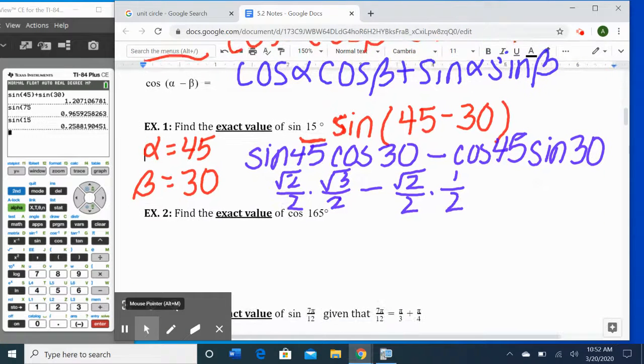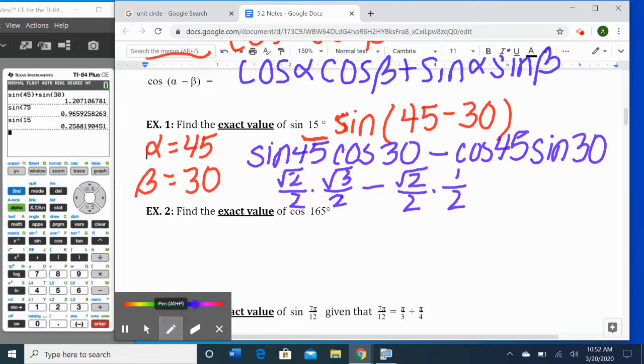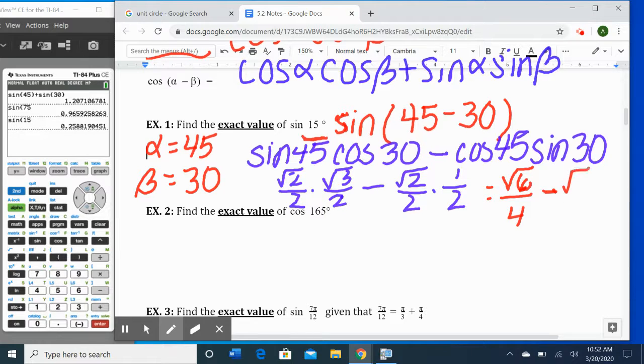So I'm going to combine here. Root 2 times root 3 is root 6. So this might be some refreshers with your root properties. And then 2 times 2 is 4, minus root 2 times 1 is root 2, and then 2 times 2 is 4. And so you're only allowed to add or subtract roots if they are the same underneath. So this final answer is the square root of 6 minus the square root of 2 all over 4.